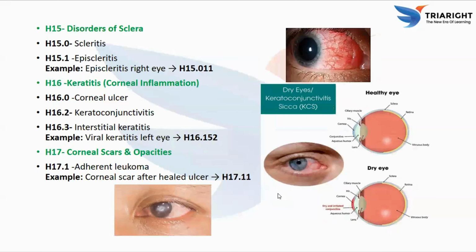So next category is H15, which describes the disorders of sclera. So what is the subcode? H15.0 scleritis. So what do you mean by scleritis? It's a painful inflammation of the sclera. Sclera is nothing but the white outer coat of the eye.